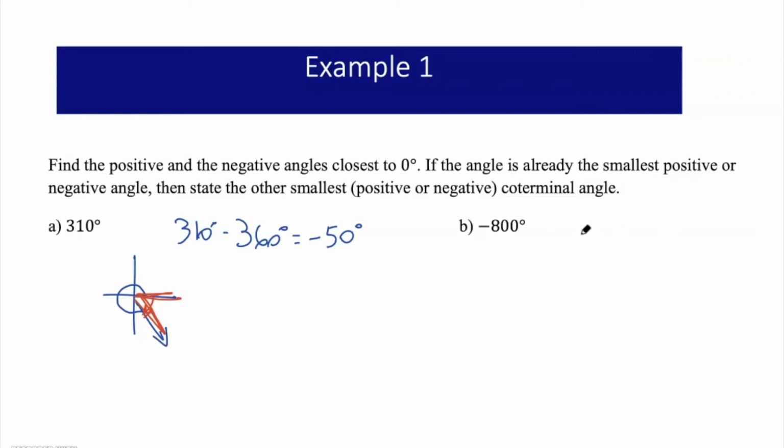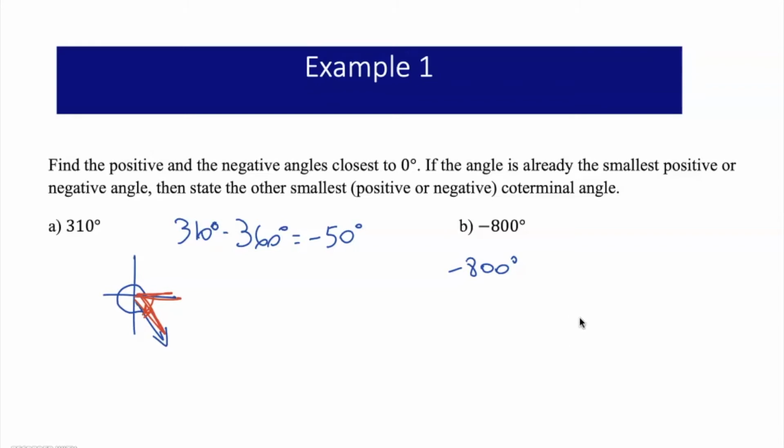For the second example, we have a negative angle of 800 degrees. Now that's definitely more than 360, so I'm sure that I can find an angle smaller than 800. So we're starting with a very large negative angle, negative 800 degrees, which is way more than one full revolution. So I have to start adding rather than subtracting. I have to start adding 360 degrees, so a full revolution or a full rotation, until I get to the angle that is the closest to zero.